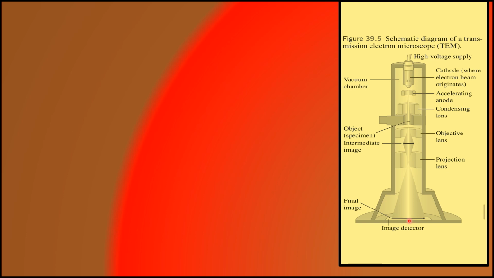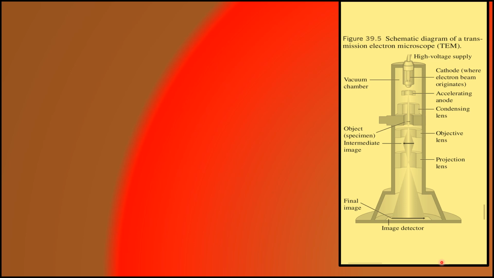The entire apparatus is enclosed in a vacuum together with the specimen. So it has to be enclosed in a vacuum container. Otherwise, if it is not enclosed, electrons would just scatter off the air molecules and blur the image.